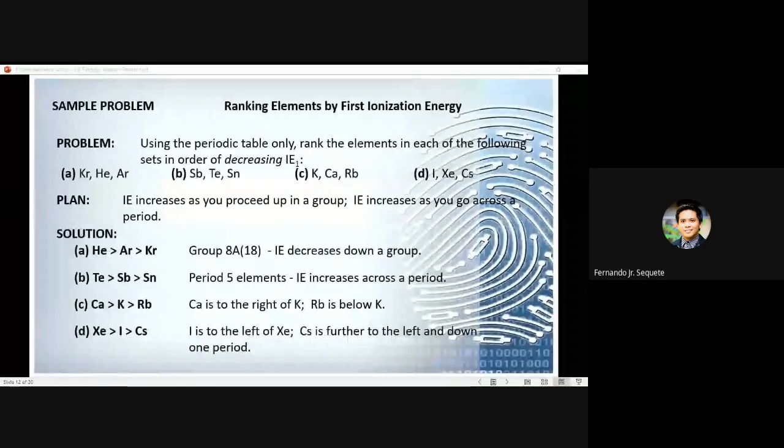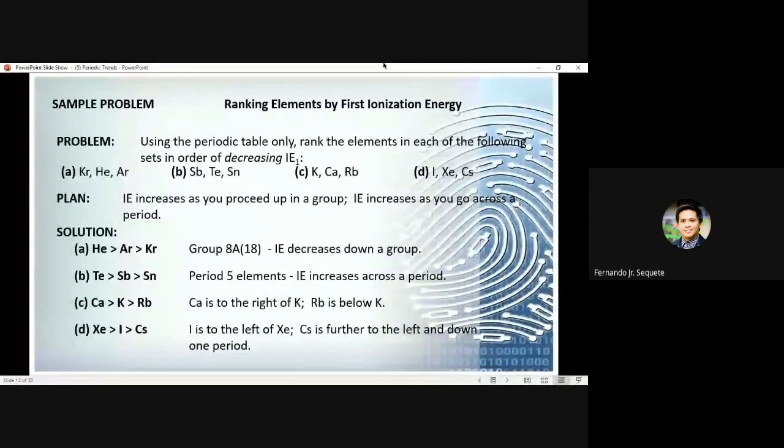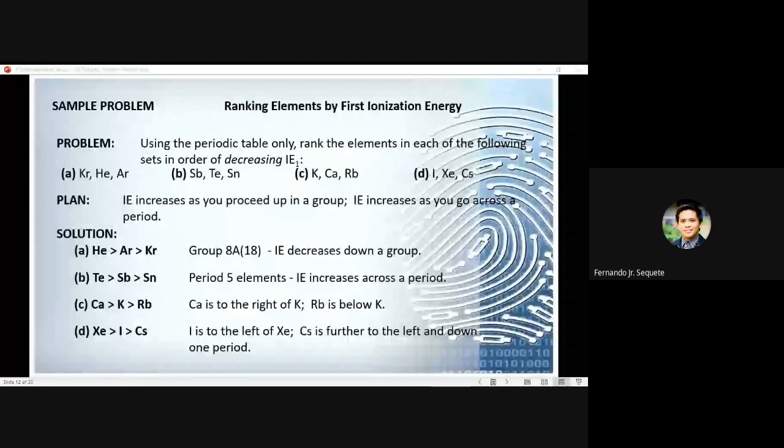Therefore, we have to look at kung itong si krypton, helium, at saka argon ay nasa isang grupo ba or nasa isang period. Letter A, isang grupo ba to or isang period? Group, sir. A group, very good. Therefore, remember that ang pattern natin pagdating sa grupo, our ionization energy will increase kung pupunta ka sa taas. Therefore, top to bottom, decrease siya.